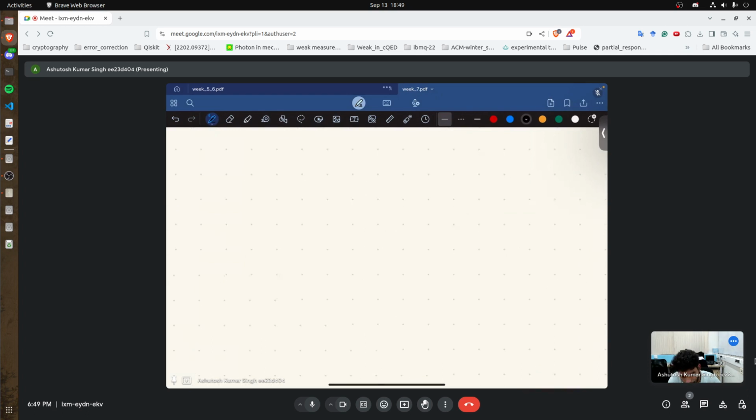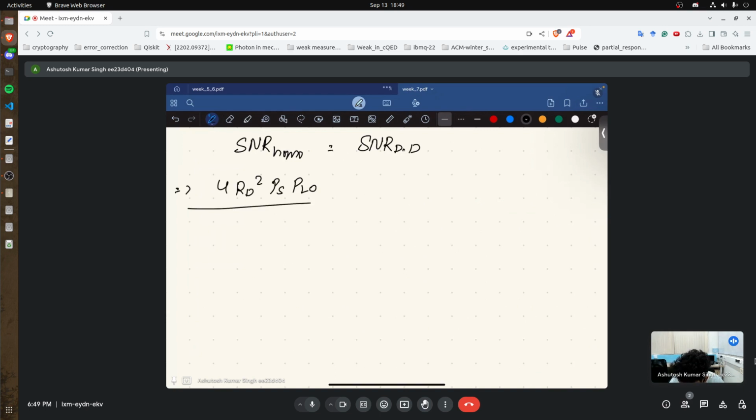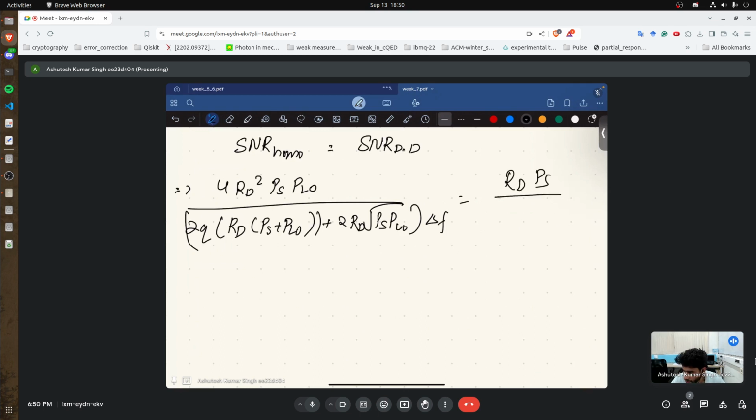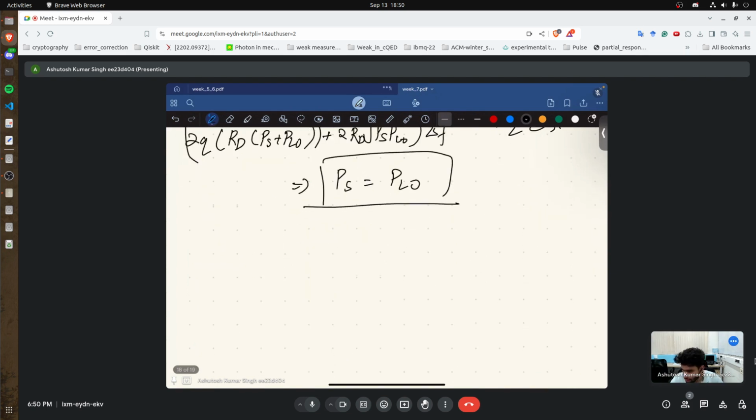Now this would be my SNR for homodyne: RD square PS PLO divided by 2q RD (PS plus PLO), because shot noise is dependent on both the powers, plus thermal noise, delta F. This is equal to RD PS divided by 2q delta F. And when you solve all of this, it is equal when PS is equal to PLO.